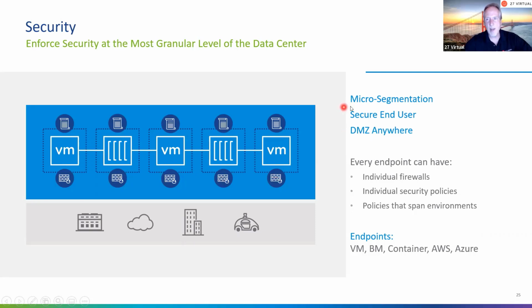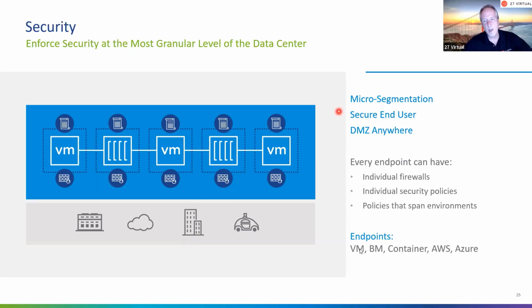The use cases are micro-segmentation for regular production workloads, secure end user computing for your VDI environment, and one of my favorites is DMZ Anywhere. Imagine, like we showed you in the earlier slide, where you have a separate set of edges, a separate T1 and Tier 0 just for your DMZ workloads, and then you microseg them. You could even take that all the way to a zero trust environment.